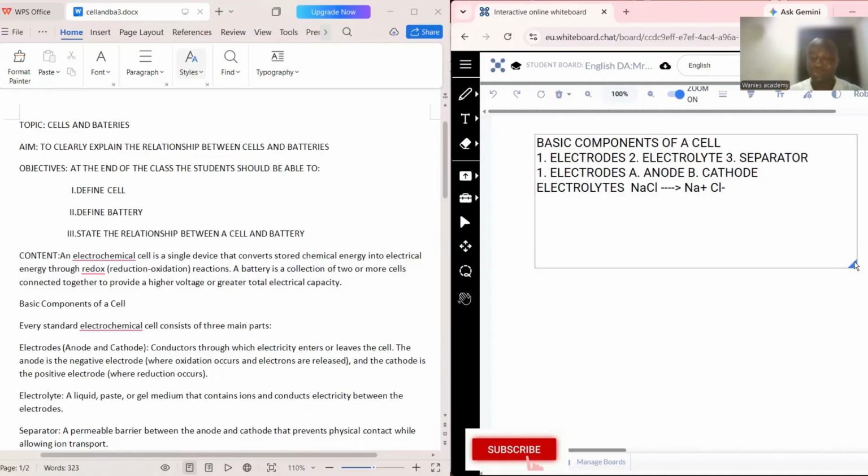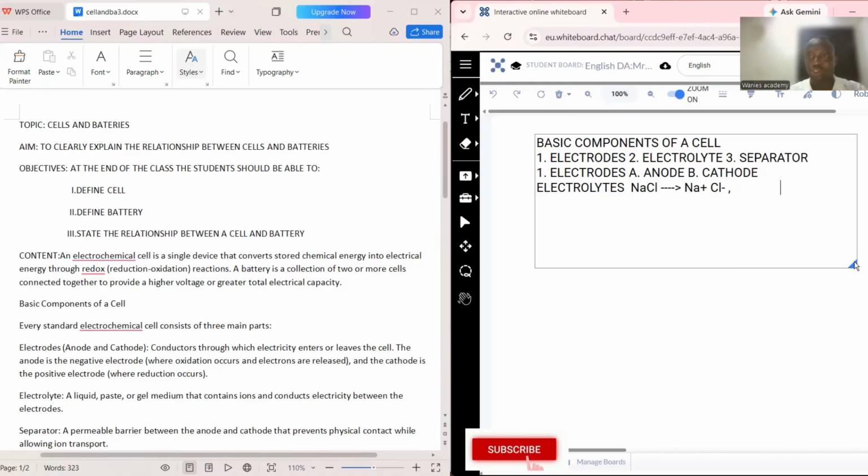So for a substance to act as an electrolyte, it must be either dissolved in water as an aqueous solution or melted to give us the molten form, because that is the form in which the ions are able to move about freely and therefore conduct electricity. So salt solutions are examples of electrolytes. Acid solutions like sulfuric acid solution, and alkaline solutions like sodium hydroxide solution, can also function as electrolytes.